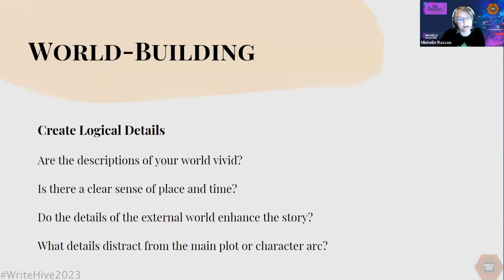Make sure that the details of the external world enhance the story. That's kind of what I was saying about the descriptions. You don't want to just put a page of like, this is where the character is. Well, depending on the genre, but in most stories, it should be integrated in a way that is not distracting. It shouldn't be distracting and the reader's just like, now where was the dresser? I don't know. It should enhance the story. And then you want to mark down what details distract from the main plot or the character arc, which is pretty much what I was just saying.